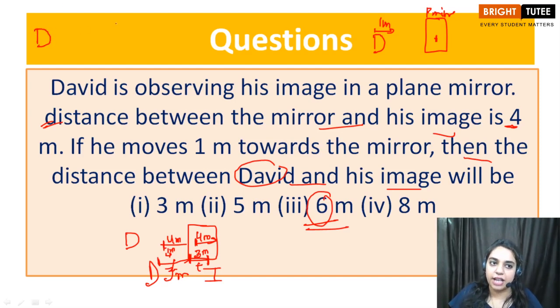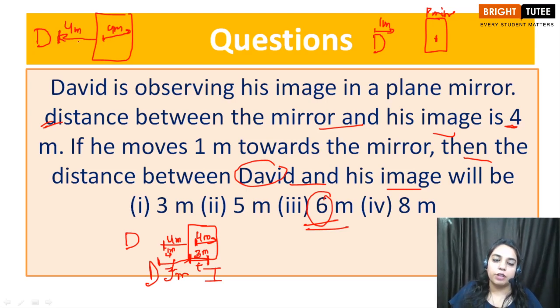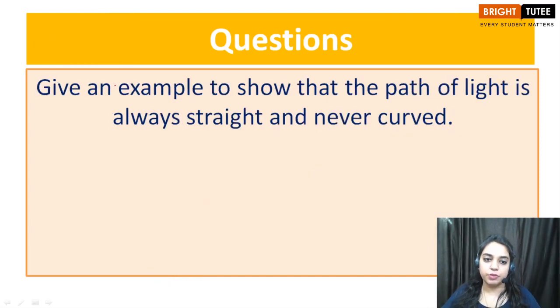See, David is standing here. This is the plane mirror. The image is formed behind 4 meter. Okay, it means that David is standing 4 meter in front of the mirror, because we know that the image is formed as far behind the mirror as the object is in front of it. Now he decides to move 1 meter closer towards the mirror, that is the distance is 3 meter. So the image will also be formed at 3 meter. So the total distance between his image and David will be 3 plus 3, 6 meter will be the correct answer. Okay, so let's move to the next question.